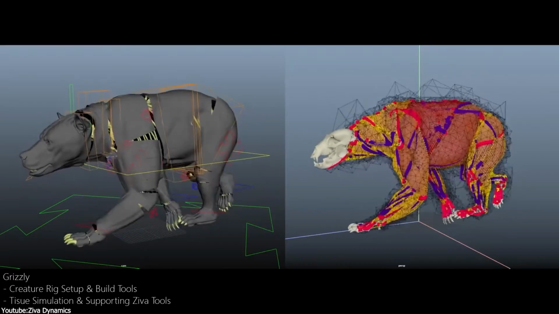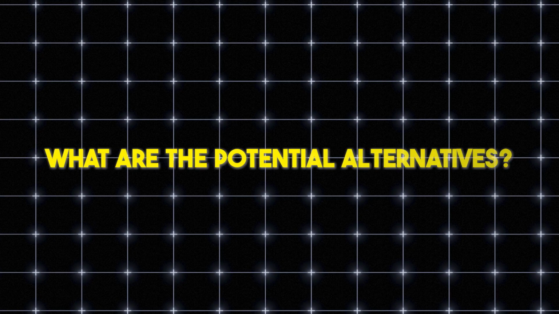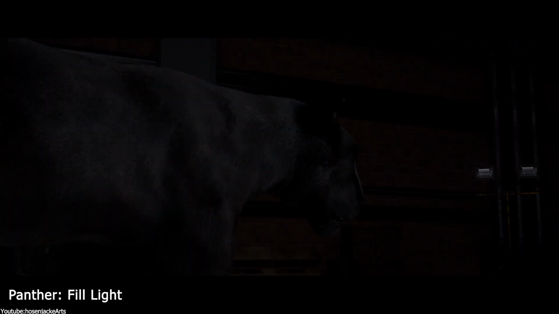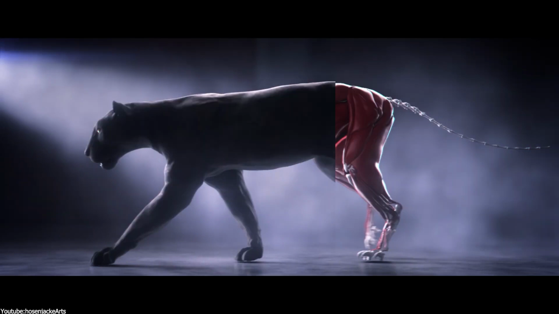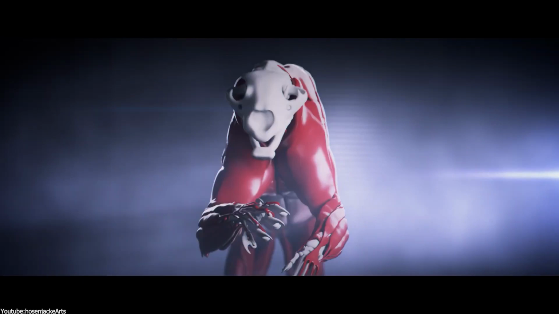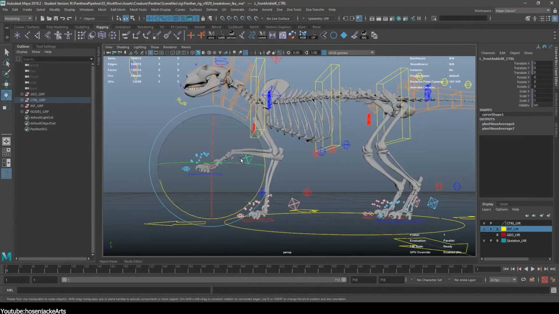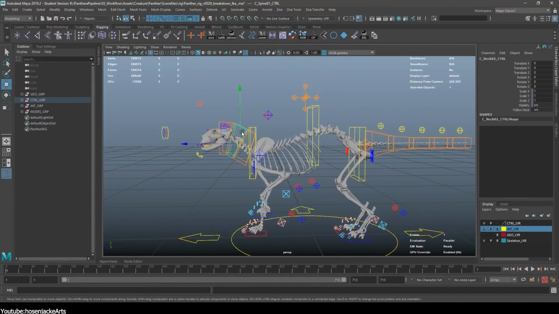But the question now is, what are the potential alternatives? Well, this is what we're gonna talk about in this video. But before we start, let's take a moment and agree on a few things. Today we are looking through simulation alternatives of Ziva VFX, but what does that mean?